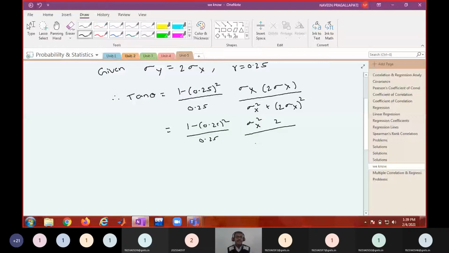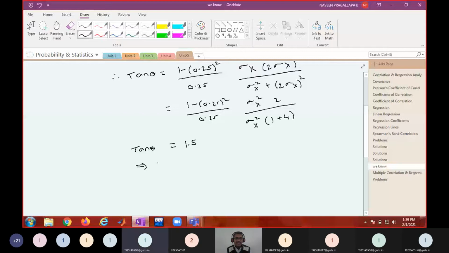Use your calculator and tell me. Tan theta is 1.5. Tan theta equal to 1.5. If somebody asks you to compute the angle also, then what is it? 56.30 degrees. Make sure that your angle is in radians. Did you set your angle in radians? It's in degrees only. Because it should be in radians.